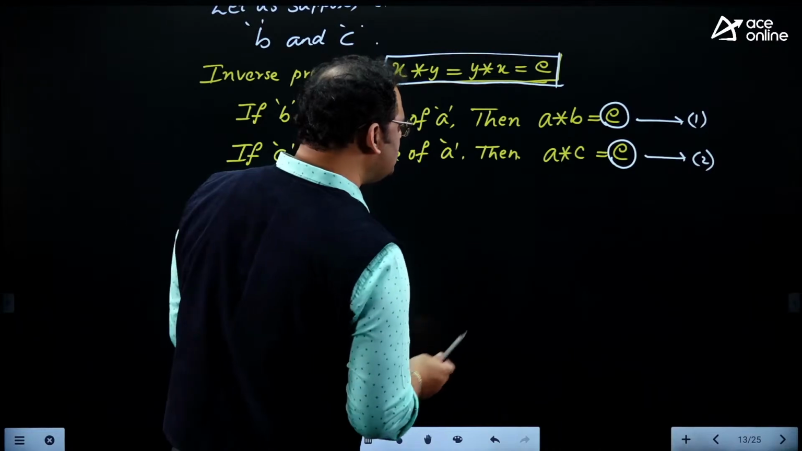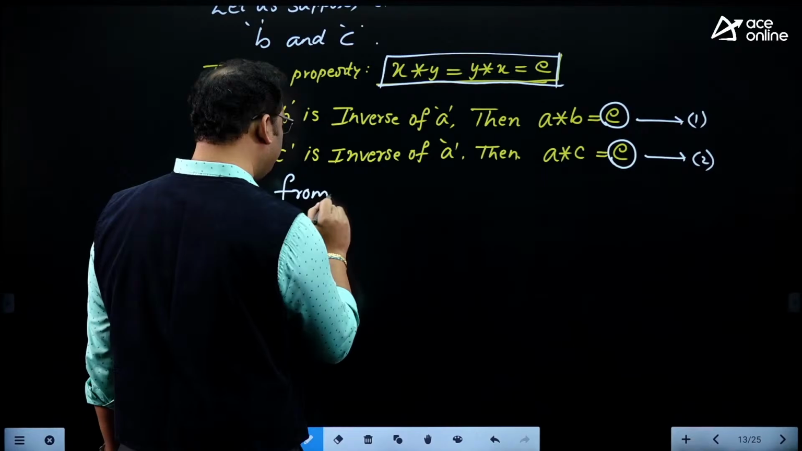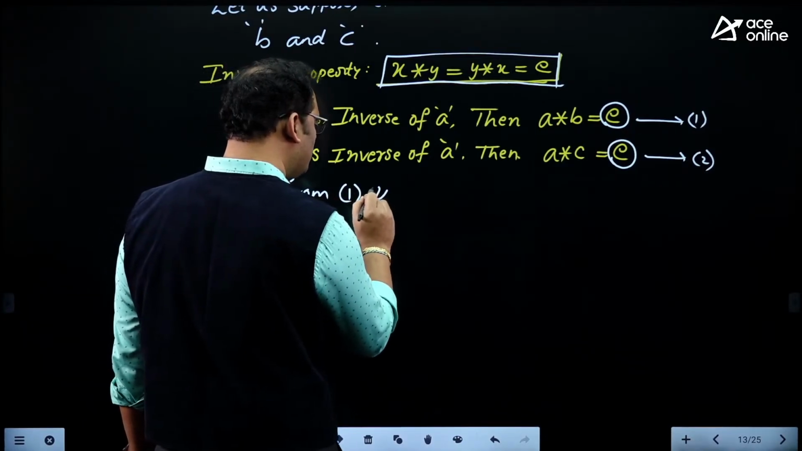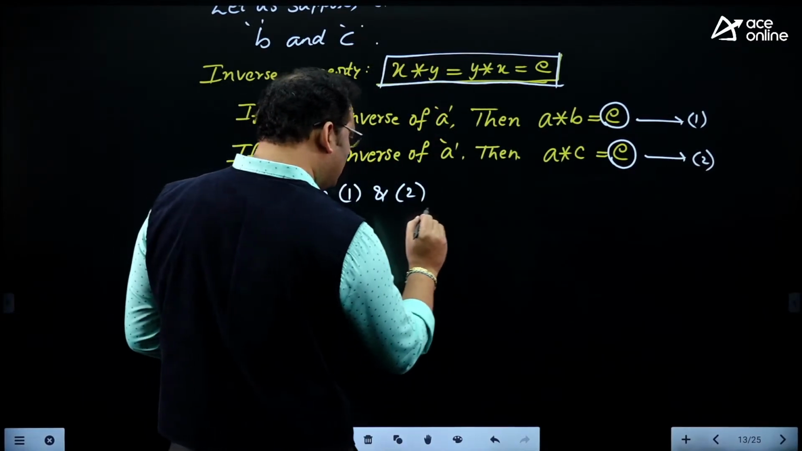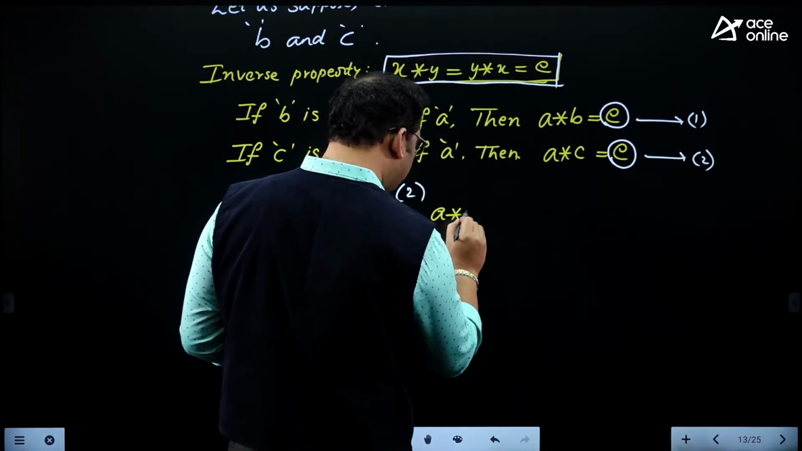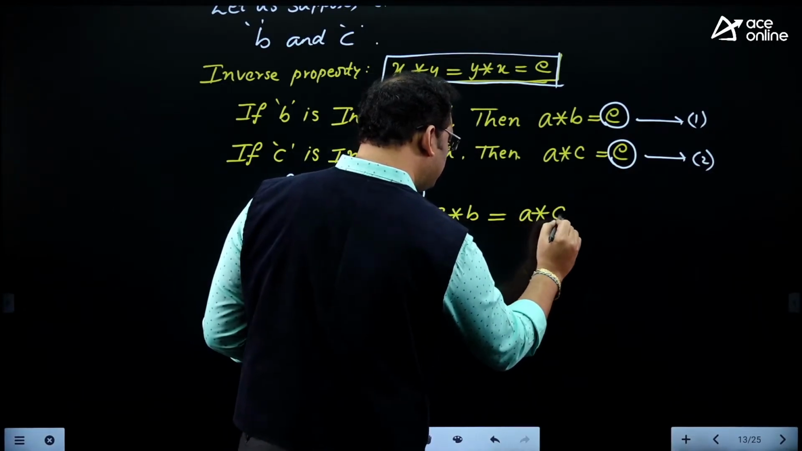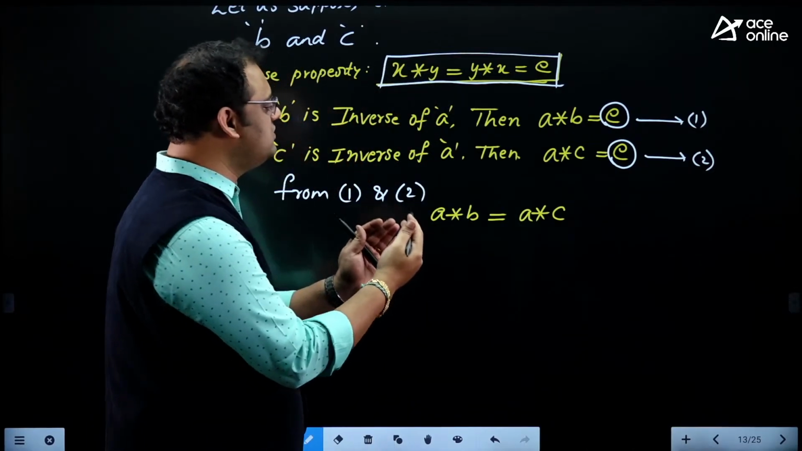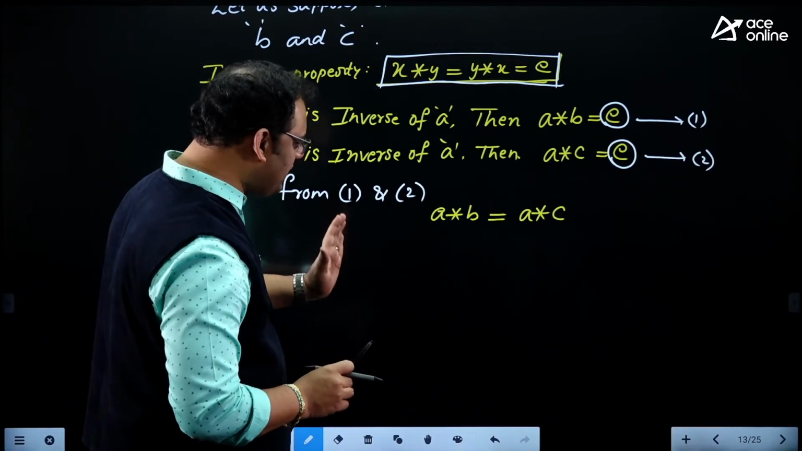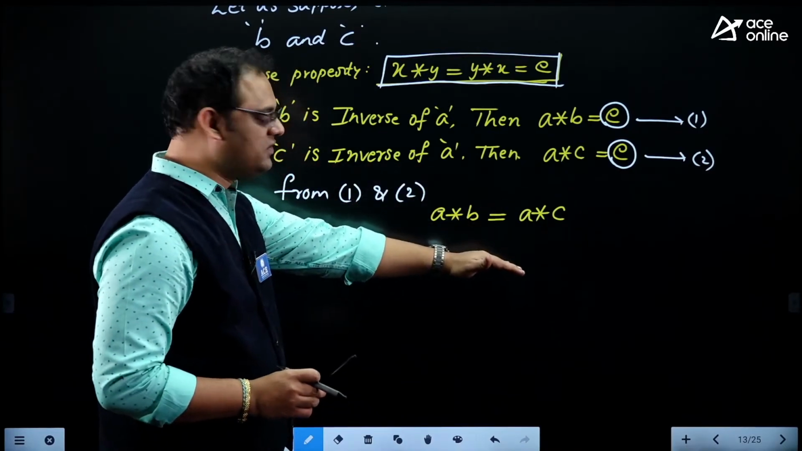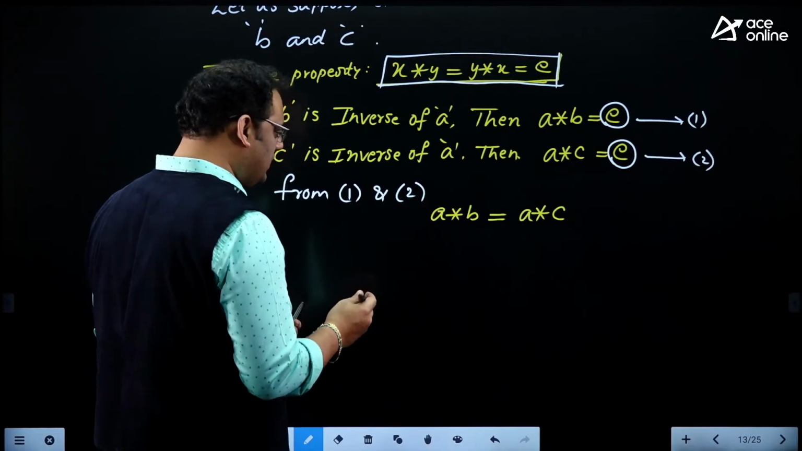From equations 1 and 2, the LHS gives A star B is equal to A star C. So when A star B is equal to A star C, you can apply the left cancellation law, operating with A inverse on both sides, and then you will get B and C. I hope you are getting this.